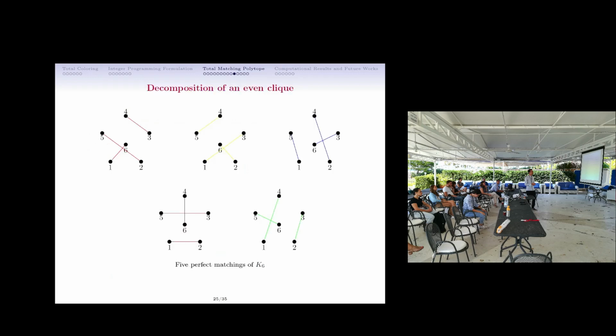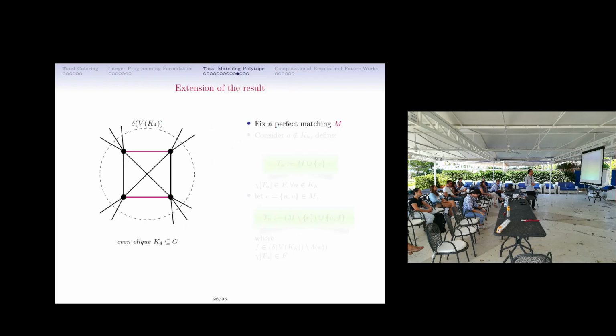Here we have graphically a decomposition of an even clique, where K6 is that complete graph with six vertices, and so we have here a decomposition into 5 perfect matchings of K6. We have so to cover all the other elements that are not in the even clique.